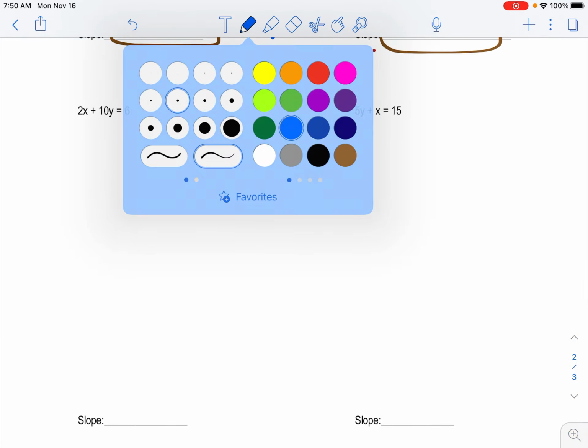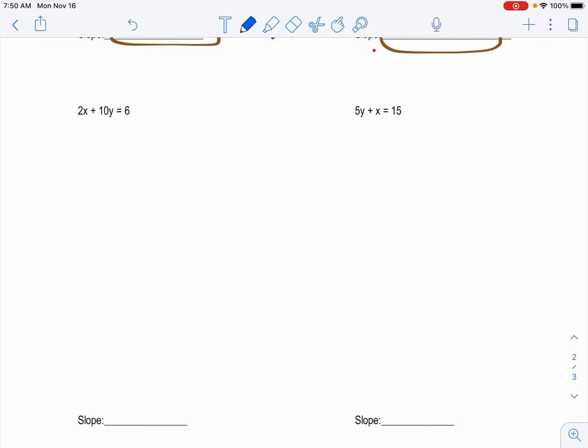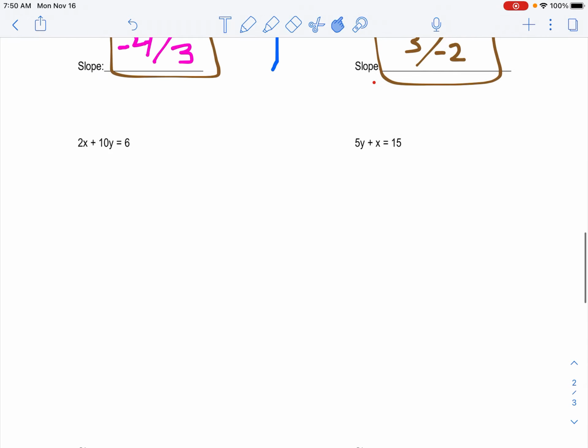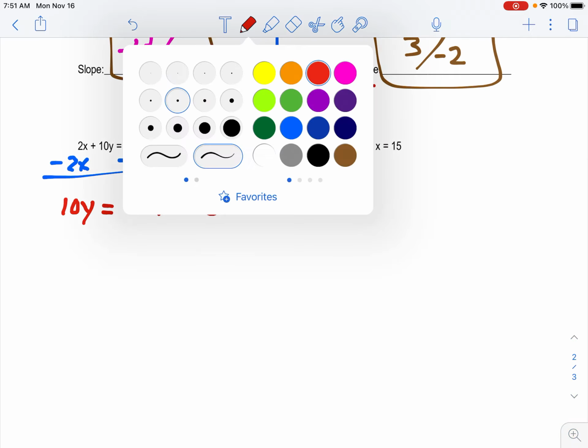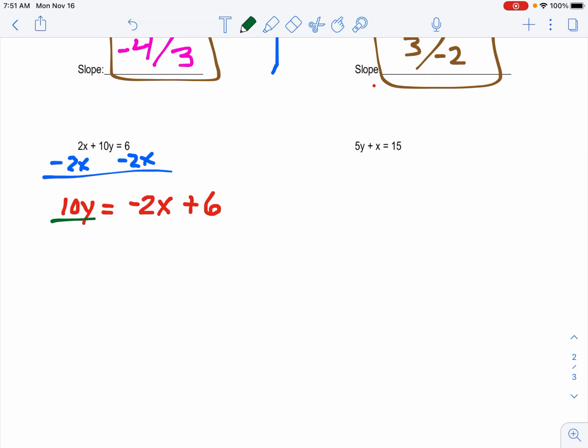All right, so here we go. Let's stay with our same pattern. First, I'm going to move my x over. So if I move my x over first, I'm going to subtract 2x from both sides of my equal sign. I'm left with 10y equals, and remember we want to write the x first exactly how we see it. I have a negative 2x and I have a positive 6. Remember we want to keep it in the form like above. Now let's go back and divide both sides by 10 everywhere.